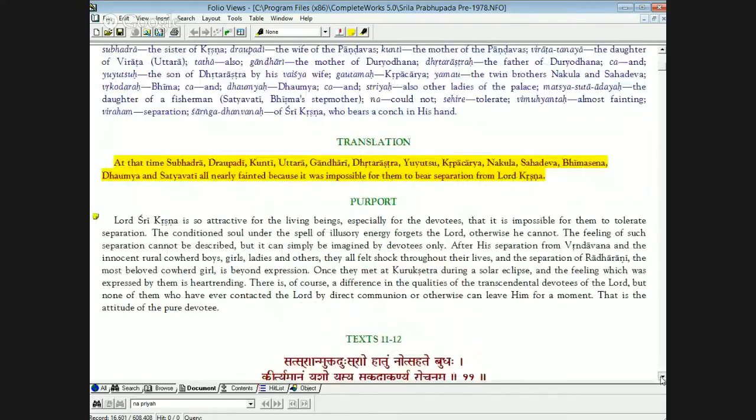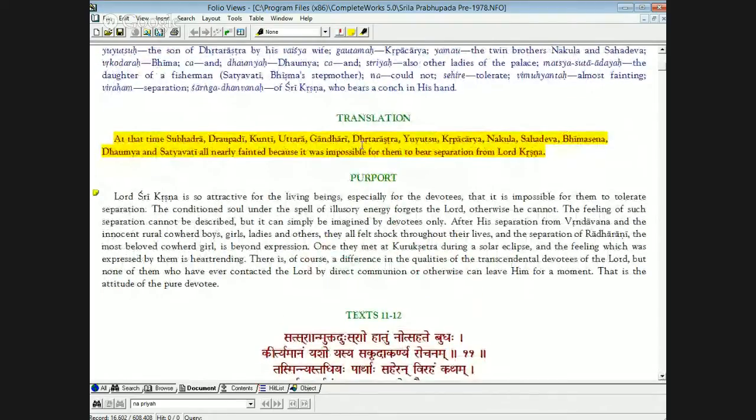At that time, Subhadra, Draupadi, Kunti, Uttara, Gandhari, Dhritarashtra, Yuyutsu, Kripacharya, Nakula, Sahadeva, Bhimasena, Dhaumya, and Satyavati all nearly fainted because it was impossible for them to bear separation from Lord Krishna. Lord Shri Krishna is so attractive for the living beings, especially for the devotees, that it is impossible for them to tolerate separation. The conditioned souls under the spell of illusory energy forget the Lord, otherwise they cannot. The feeling of such separation cannot be described, but it can simply be imagined by devotees only.